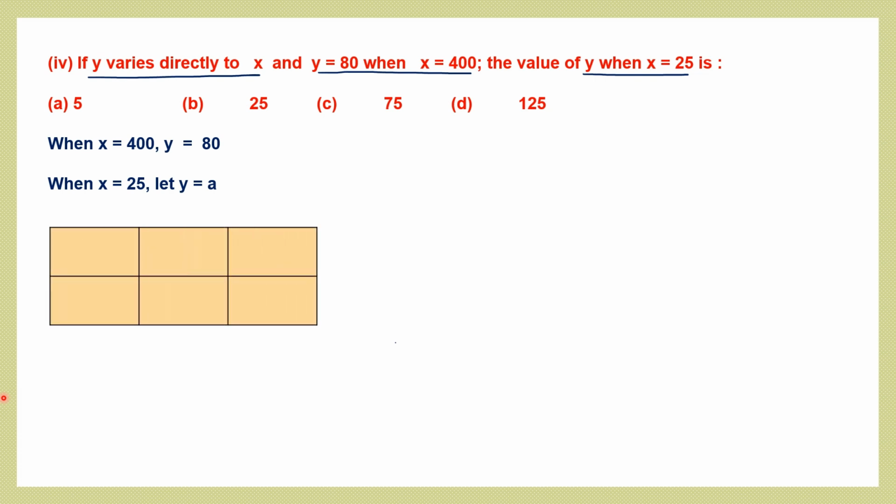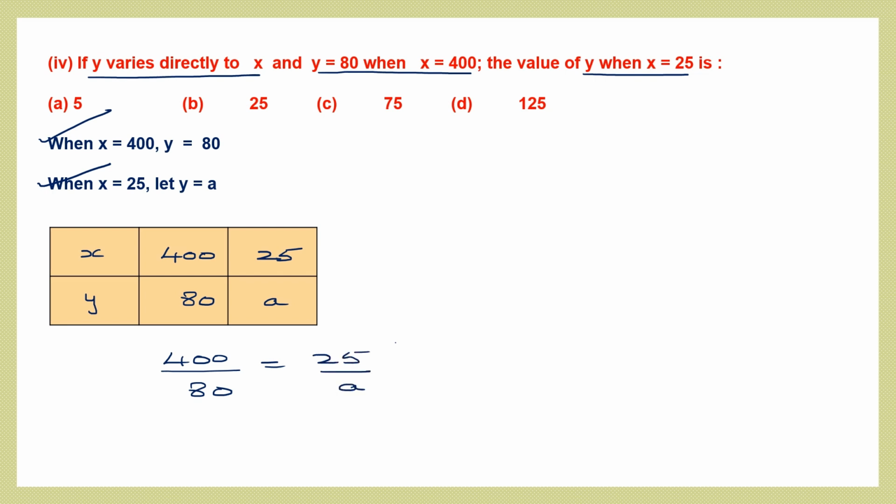So let's make a table. We have a table here. Let's write x and y. When the value of x is 400, the value of y is 80. Now, when x is 25, the value of y, let it be a, and we need to find that out. Since this is direct variation, we just have to write this in the form of fractions. So that is 400 by 80 is equal to 25 by a.